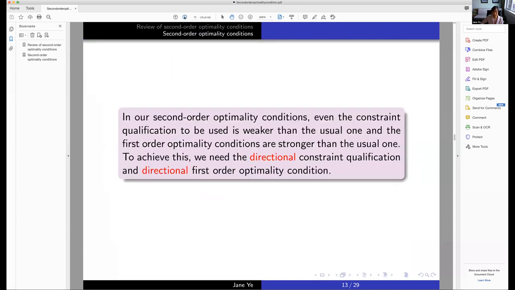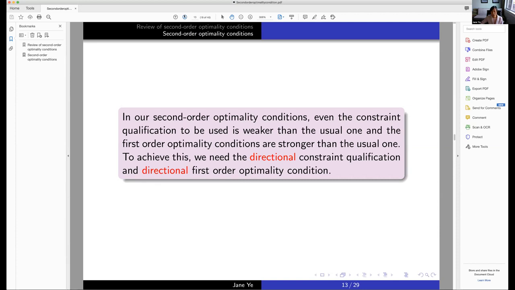So in our second order optimality conditions, we are trying to use the sigma hat. Then it's a smaller one and it's easier to hold. And even the constraint qualification we are going to use is weaker than the usual one, and the first order optimality conditions are sharper than the usual one. So to achieve this, we need to now define the directional constraint qualification and directional first order optimality condition.